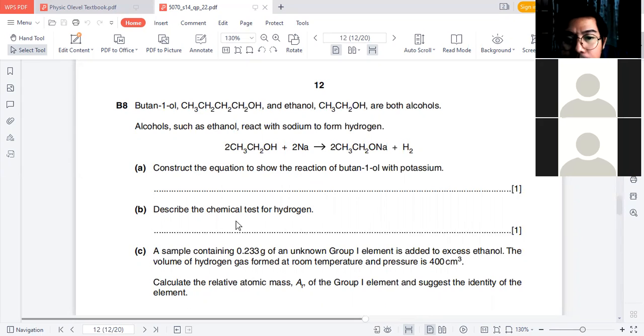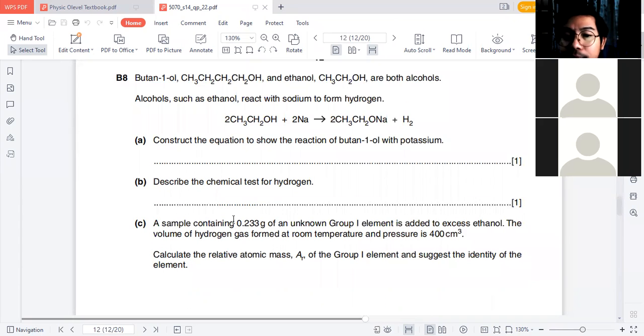Yes. Okay, describe the chemical test for hydrogen. You use a burning splint. It's a chemical test. Using a burning splint, you get a pop sound. So is it good?